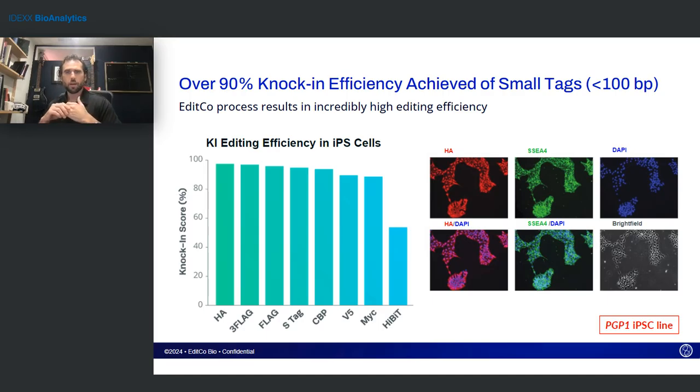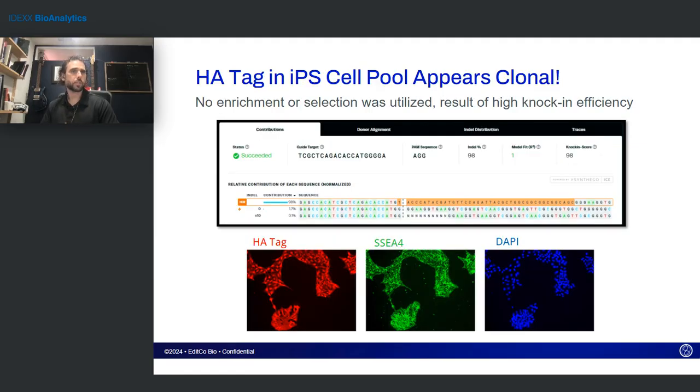And we also maintain and measure the pluripotency of our cells, as seen with the image on the right there, to make sure that they do maintain this quality from our editing process and our editing platform.